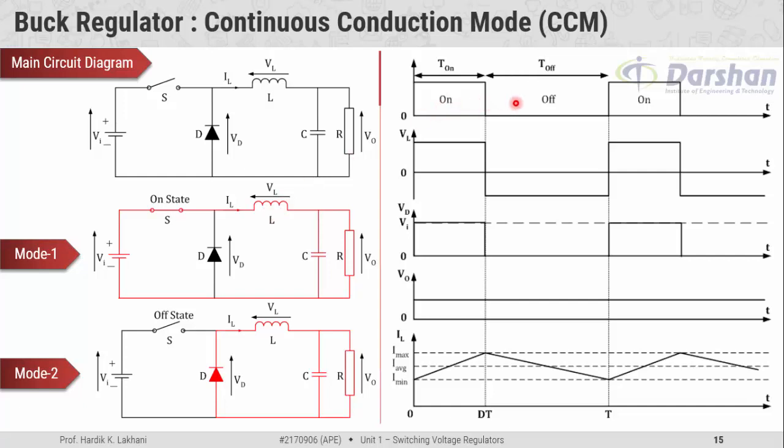So the first one is the timing diagram. This represents the on duration of the switch, and this represents the off duration of the switch. The first waveform is corresponding to the voltage across inductor. Second is for the voltage across diode. Next one is the output voltage and current through the inductor IL. We know that the task of the buck regulator is to produce a steady DC voltage, so the output voltage waveform is constant.